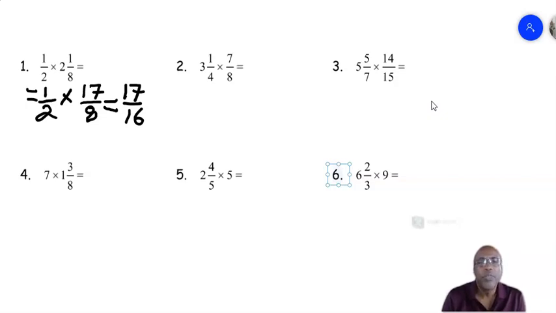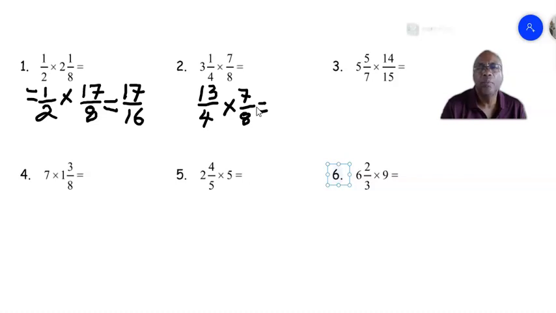Number 2, 3 1/4 times 7/8. 3 1/4 convert to an improper fraction. 3 times 4 is 12. 12 plus 1 is 13. Over 4 times 7 over 8. We look to see if we have any common factors in the numerator and denominators. We don't have any, so we multiply through.